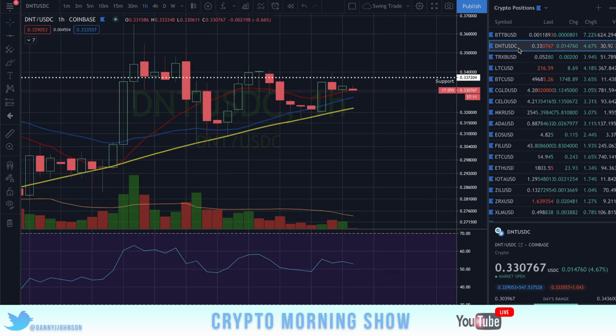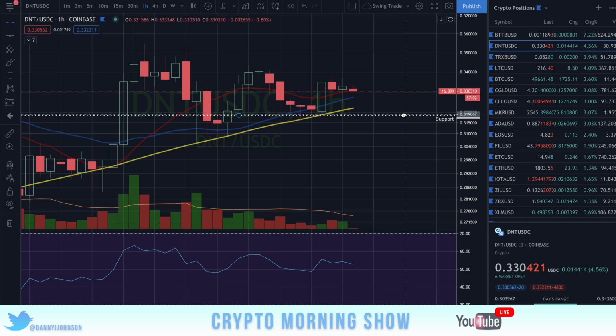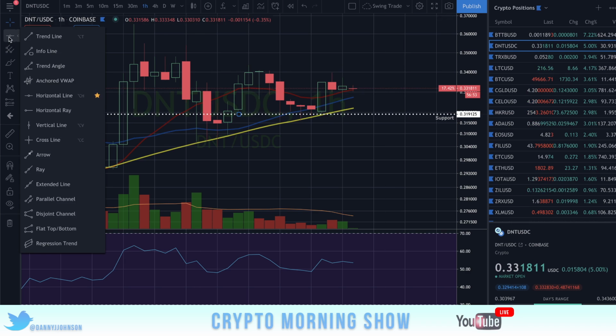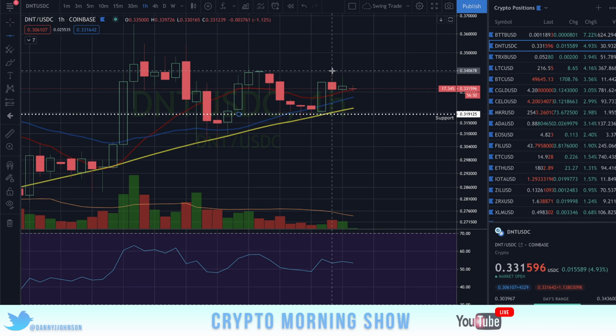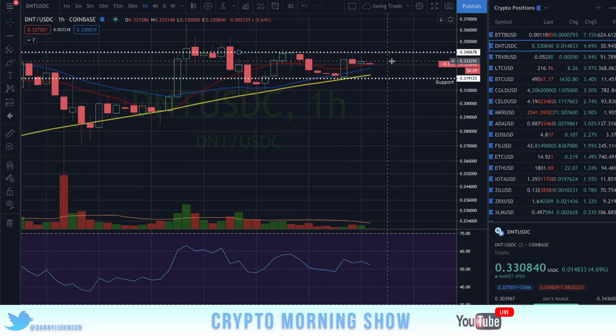Then moving on to DNT USD. This one's on Coinbase. As you can see, we bounced off the 100-day moving average. We'll put our support level for this particular one at 0.3195. And we have the resistance at 0.340. So tight range here. Once again, the moving averages are all in alignment for upside potential. Look to get through the 0.340, and then your next challenge will be 0.345, and then you've got some running room after that.